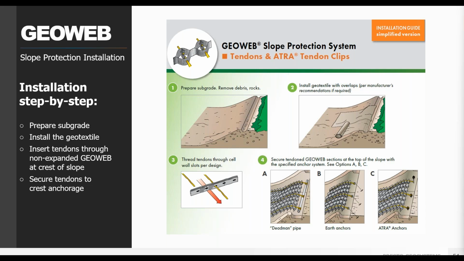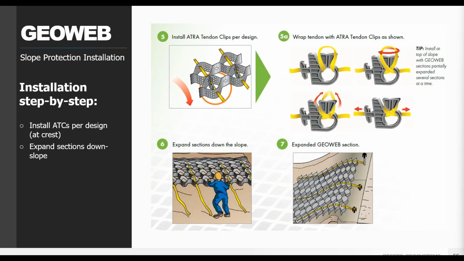Prepare the subgrade and install the geotextile as recommended. At the crest, insert tendons through the cell wall eye slots and secure the tendons to the crest anchorage. Only the ATRA tendon clip is specifically designed to fully transfer safely and securely the forces placed upon the geocell.